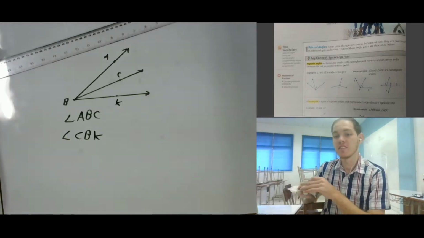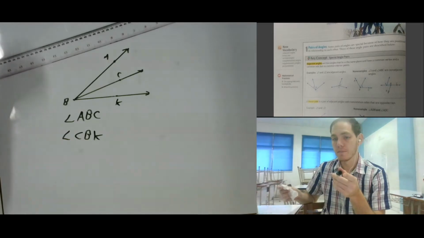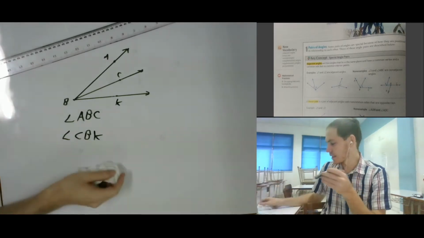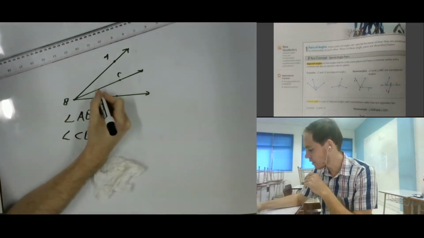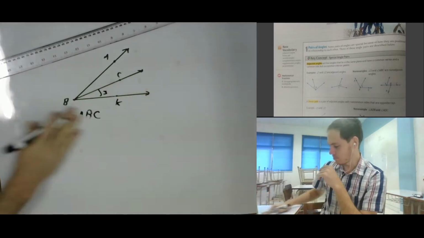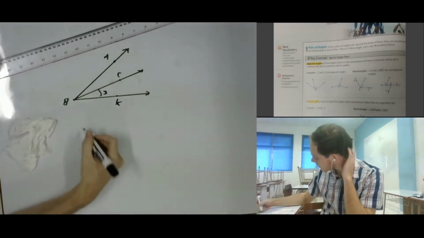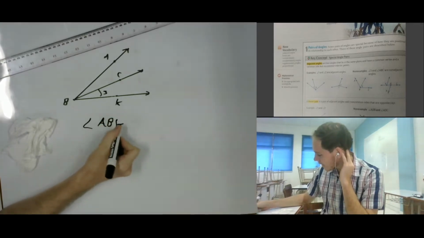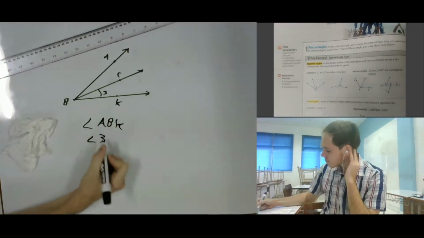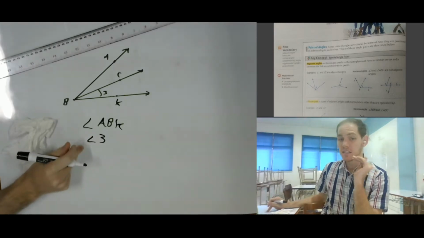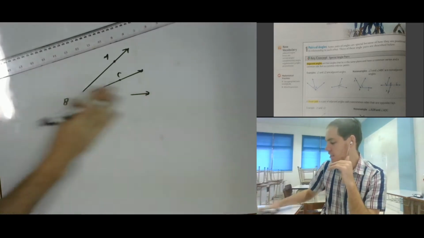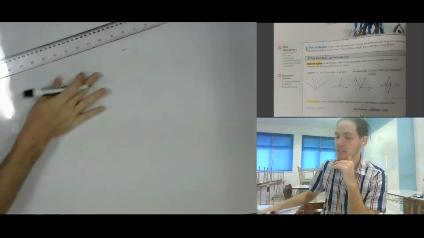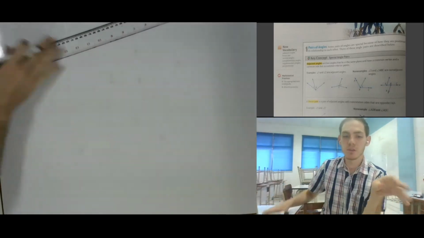Okay, and then you see the non-examples. An example here would be if this is angle 3, and I said angle ABK and angle 3. Now, are they adjacent? No, because adjacent means they're next to. They don't share any common interior points.